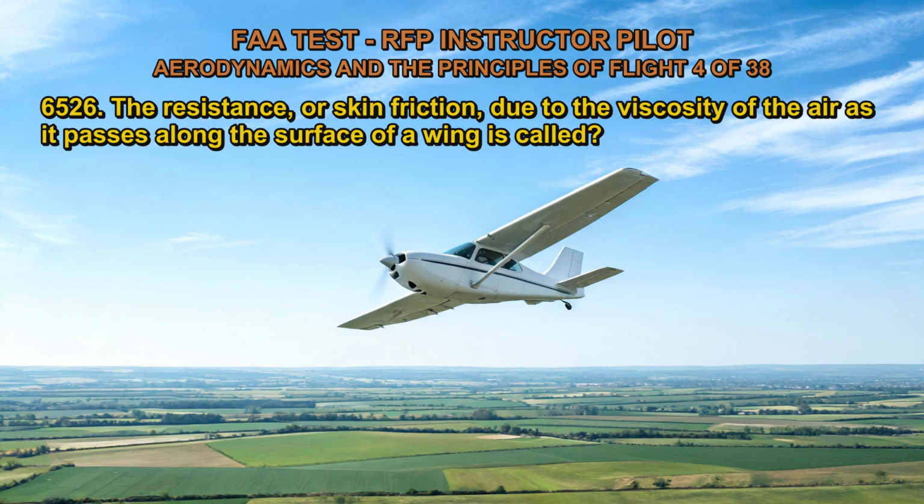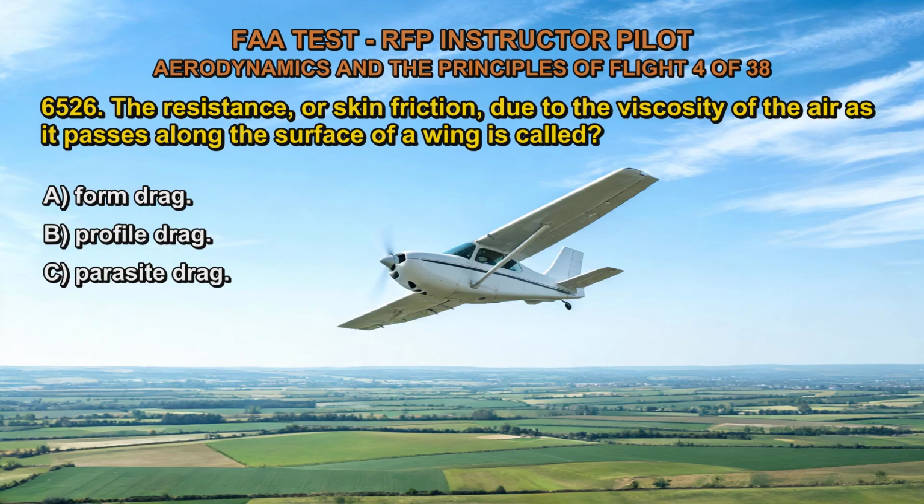6526. The resistance, or skin friction, due to the viscosity of the air as it passes along the surface of a wing is called A. Form drag. B. Profile drag. C. Parasite drag.